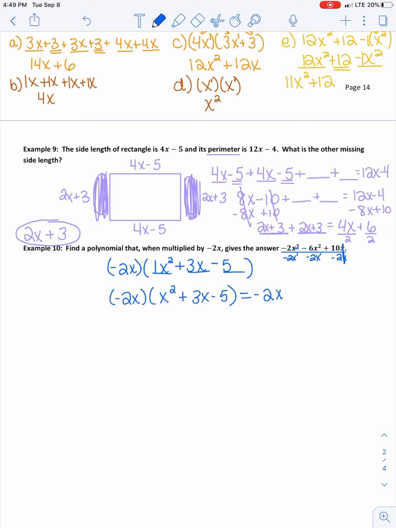So that negative 2x to the third minus 6x squared plus 10x. Okay, and if you're not sure if your answer is correct, you can go ahead and check by distributing. So if you distribute, you get negative 2x to the third, negative 6x squared, and a positive 10x, which matches, and that's what we want, okay?